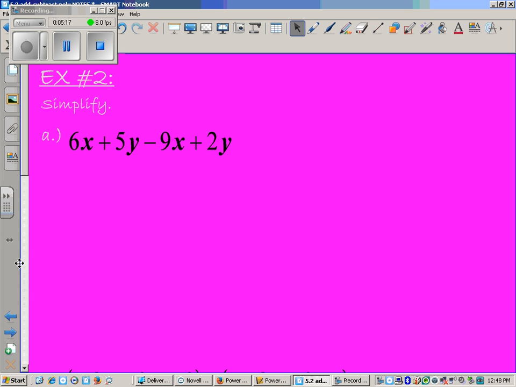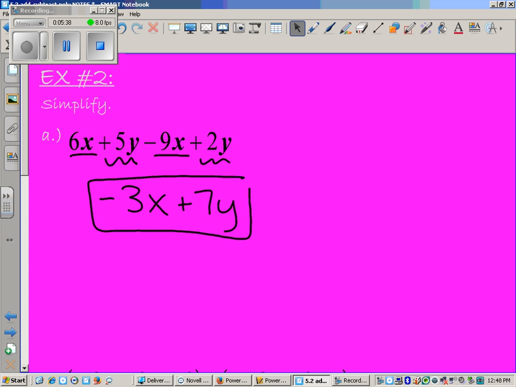Okay. Well, I see x's and I see y's, so can I combine all my like terms, the x's and the y's? I'm going to put my 6x with my negative 9x, combining like terms. 6x minus 9x is negative 3x. Then I'm going to put all my y's together. I have a 5y plus a 2y, which gives me a 7y. I can't put an x with a y, so that would be my final answer.